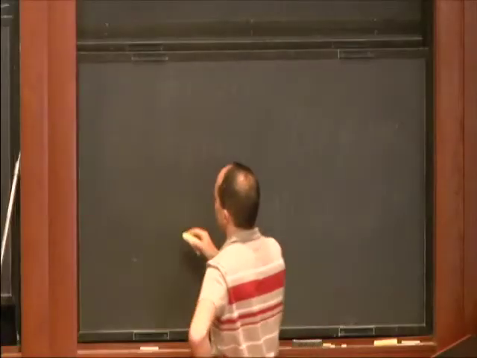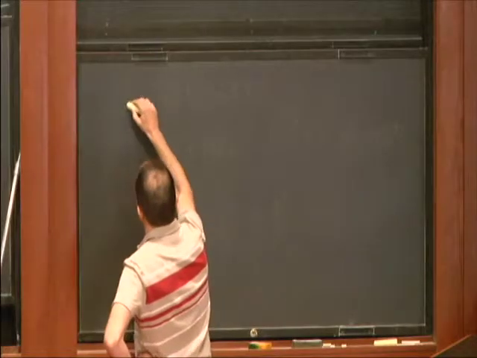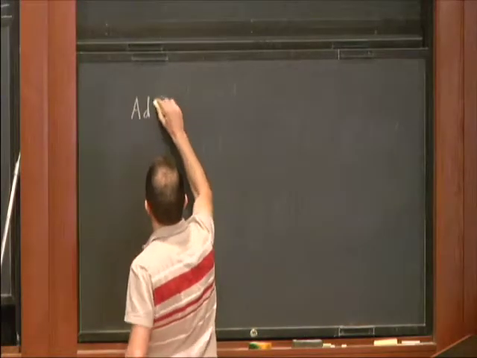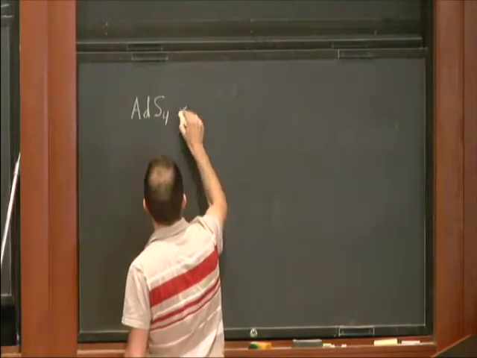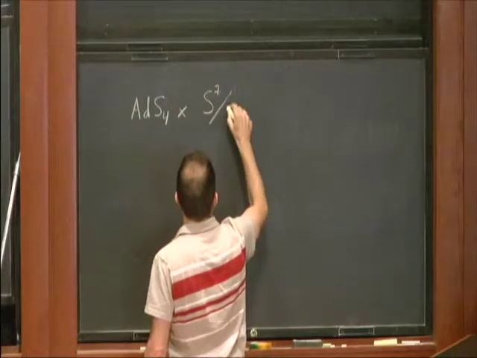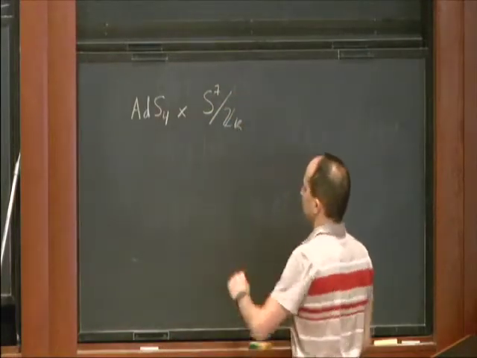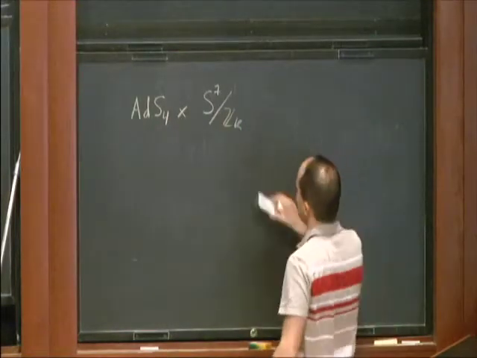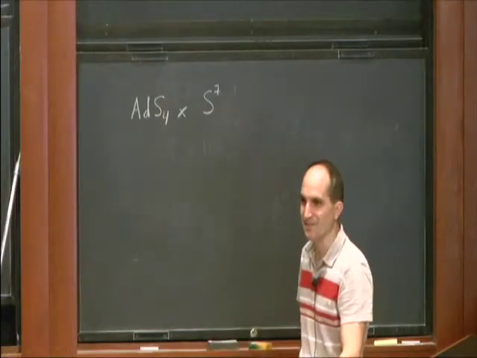So I mentioned an example in 4 dimensions. There is a particular 4-dimensional gravity theory that you get by taking an 11-dimensional space, which is AdS4 times S7 divided by Z_k. Okay, so this is AdS4 times S7, and there is some quotient here. Let me ignore the quotient for the time being. Let me be sloppy.